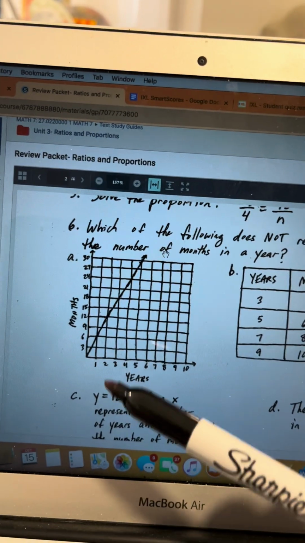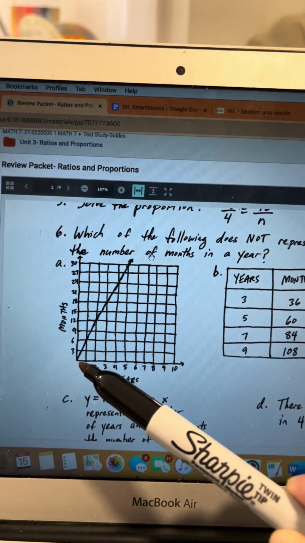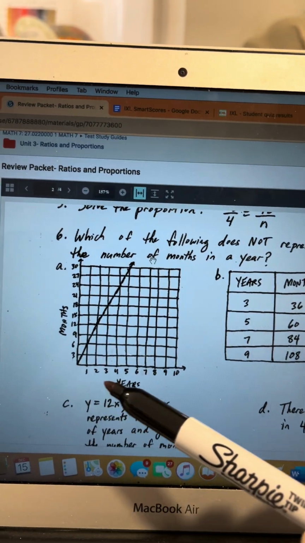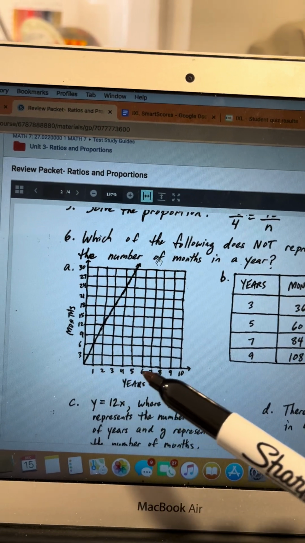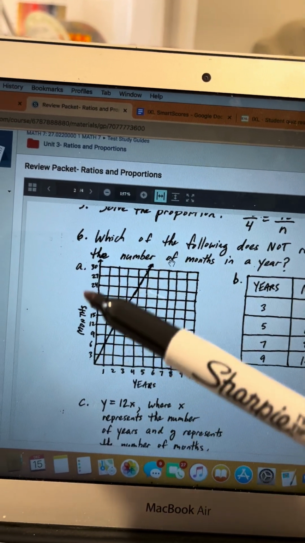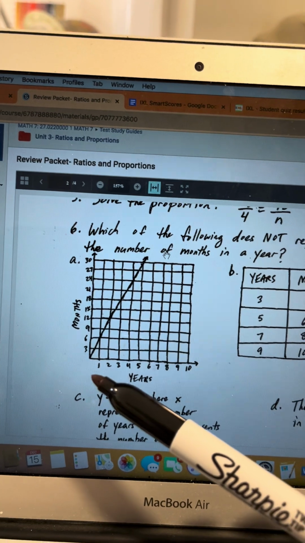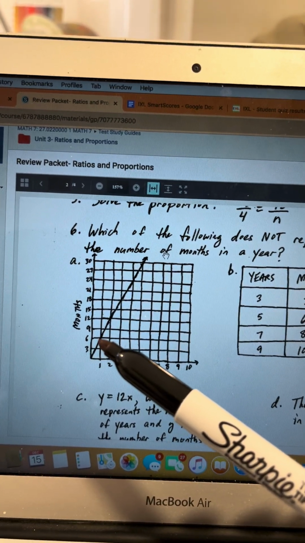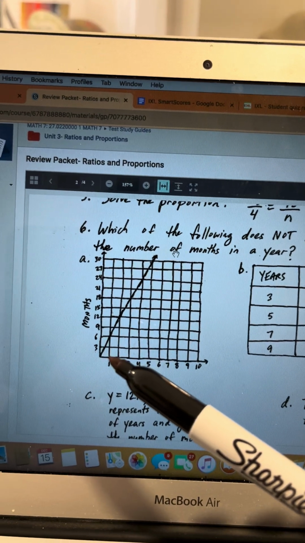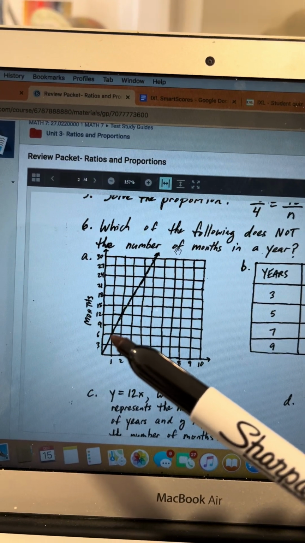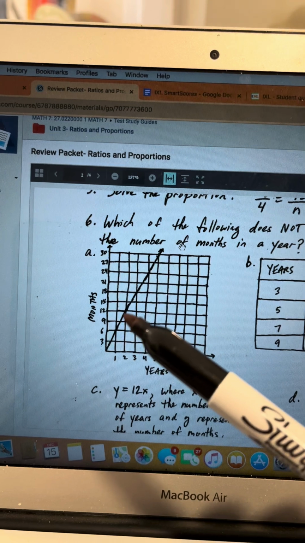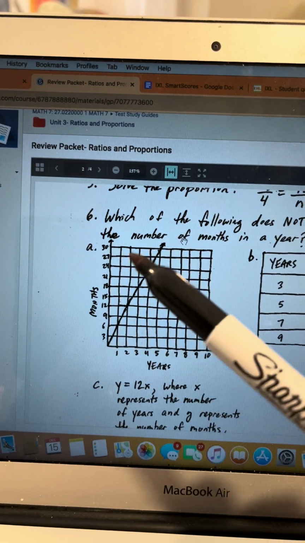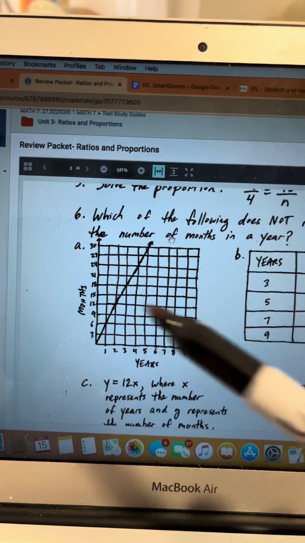All right, so then let's come to letter A. Let's look at how this is situated here. The x-axis represents the number of years, and the y-axis represents the number of months. So the way this graph reads is that 1 year, look at what point it crosses. It crosses 6. Is 1 year equal to 6 months? No. Is 2 years equal to 12 months? No. So this is the one that does not represent the number of months in a year.